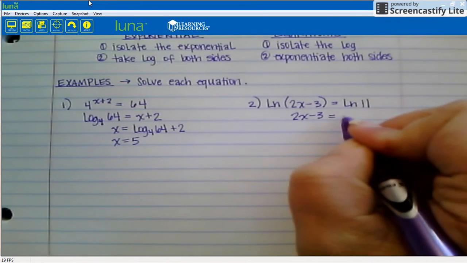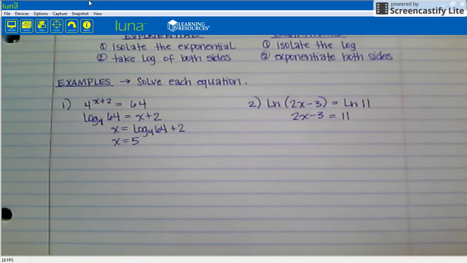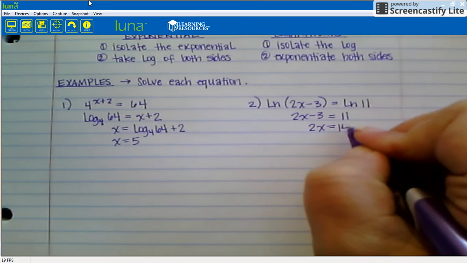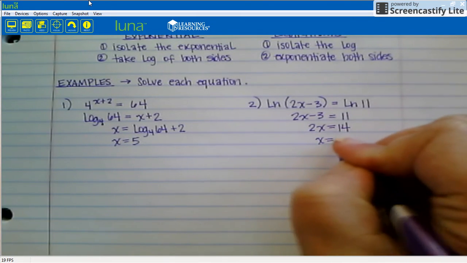So to save us a little bit of work, we'll just use the one-to-one property instead of exponentiating, and we'll exponentiate in a few more of the following examples. So we add 3, and this gives me 2x is equal to 14, and x is equal to 7.